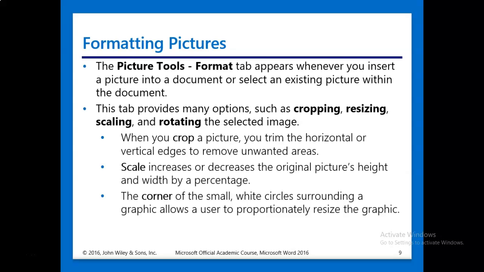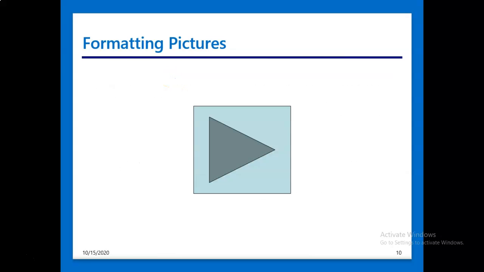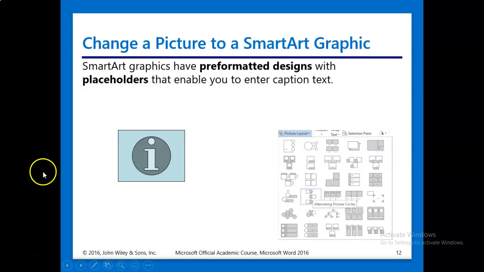Well, when you crop a picture, you're just trimming some of the unwanted areas that you don't want. So whether it's the horizontal or the vertical edges, you can trim it out. Scale means to increase or decrease the original picture's height or width by a percentage. And the corner of the small white circle surrounding a graphic allows a user to proportionally resize the graphic. That's another video for you to watch.